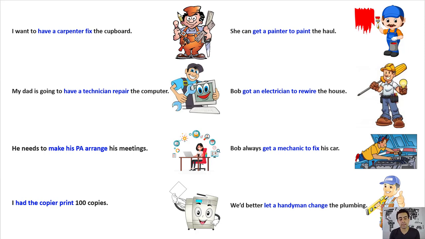And the last one is, we'd better let a handyman change the plumbing. Let a handyman change the plumbing. So I think now it's easy as a piece of cake, and you've got everything you need about using active causative sentences. In the next video, I'm going to deal with the passive form of causative sentences. They are not necessarily passive sentences, but the causative structure is in passive form. I will explain it in more detail in my next video.